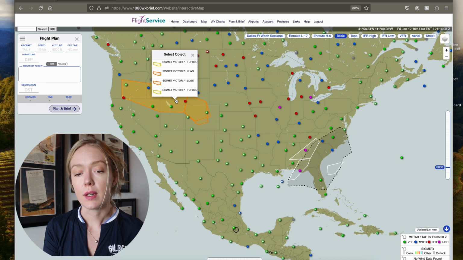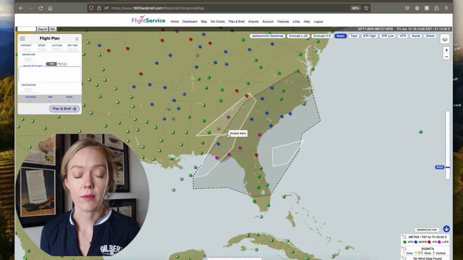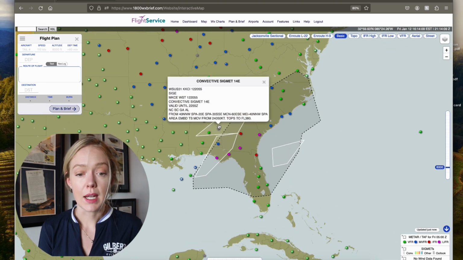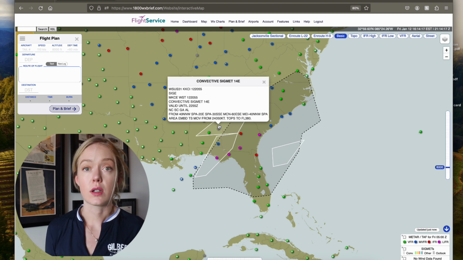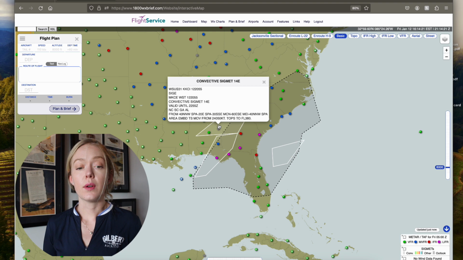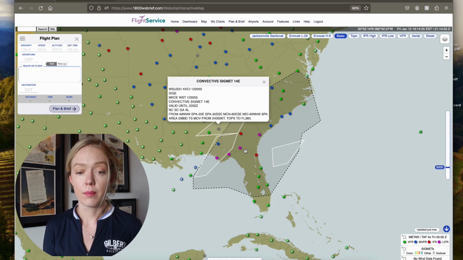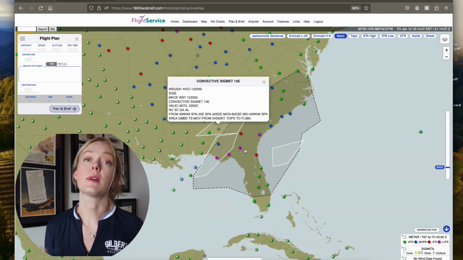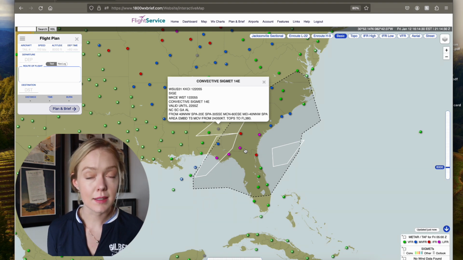We also see some convective SIGMETs down here in the far southeast. Embedded thunderstorms moving from 240 at 50 knots, tops to flight level 380. Two things there as general aviation pilots to consider. Number one is, can you outrun the thunderstorm? The thing's moving at 50 knots. We should be able to outrun that, especially if we have that tailwind aiding us.